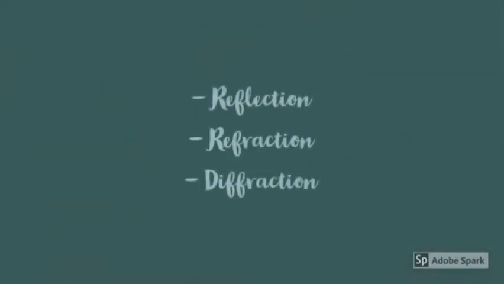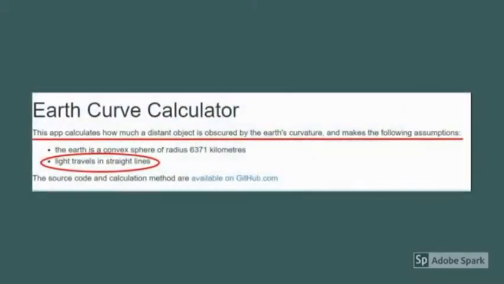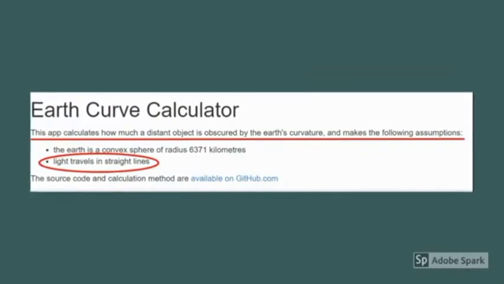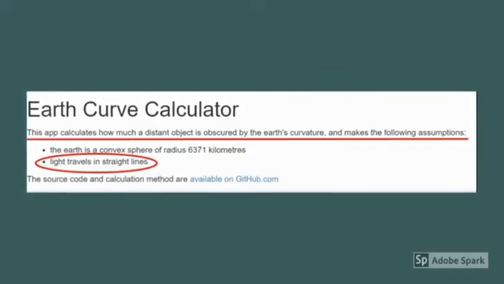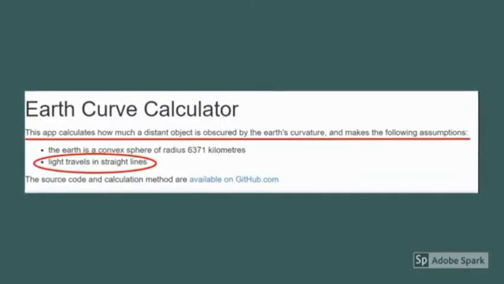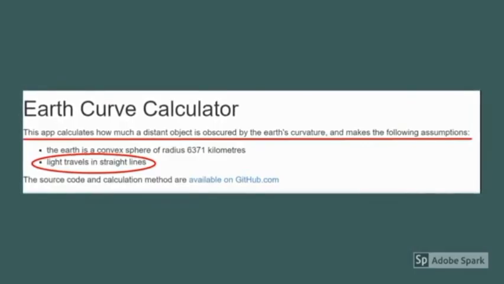In summary, light cannot travel in straight lines through the atmosphere because of reflection, refraction, and diffraction. I like how you say light cannot travel in straight lines. I mean, maybe it would if there was no atmosphere, but the Earth is full of atmosphere. So I can definitely see what you've got going on here. I think we've debunked the Earth curve calculator. Put a fork in it. It's done. Thus perished the Earth curvature calculator.